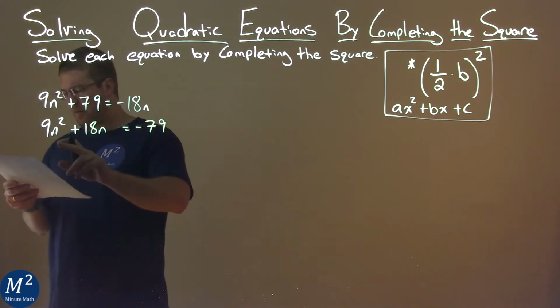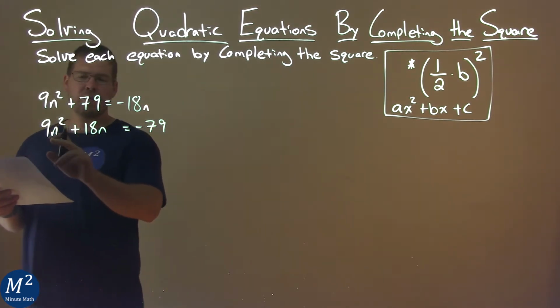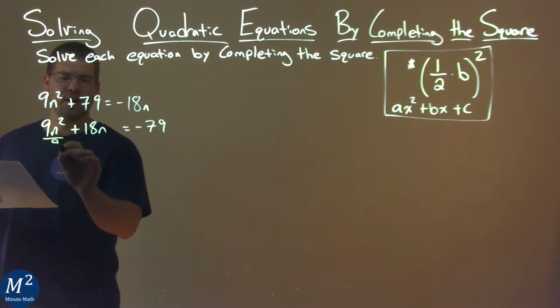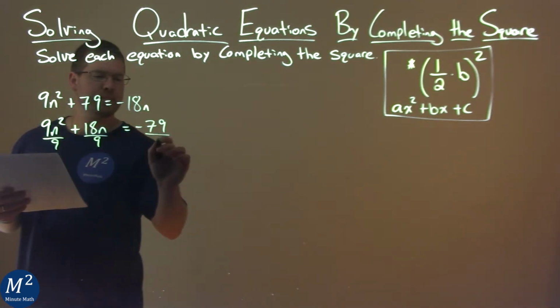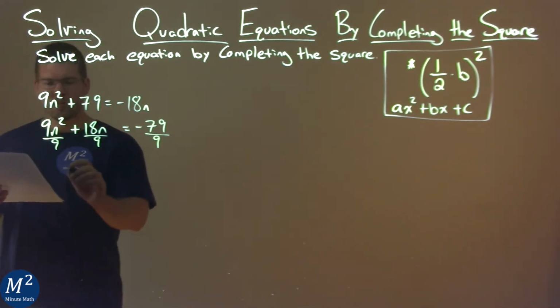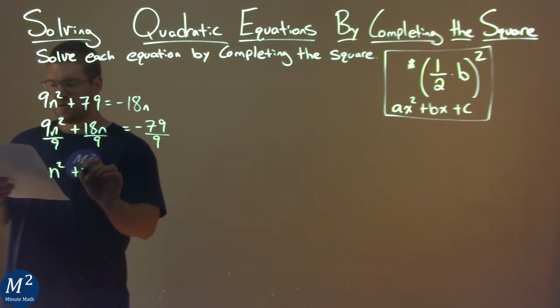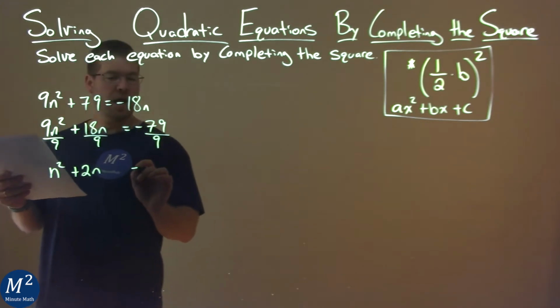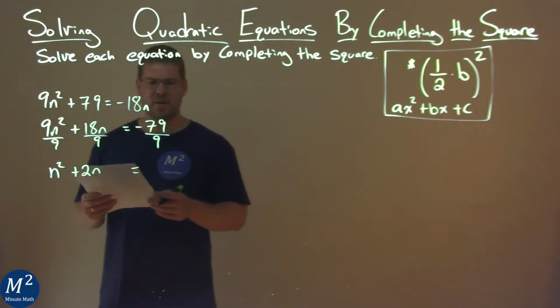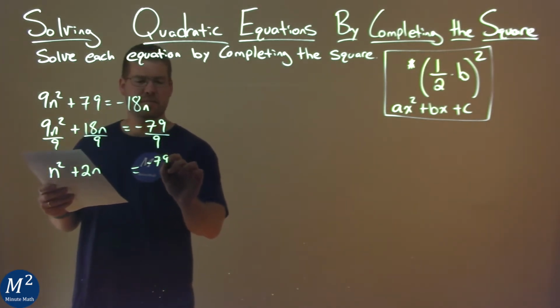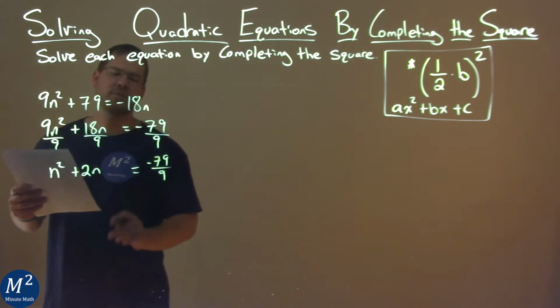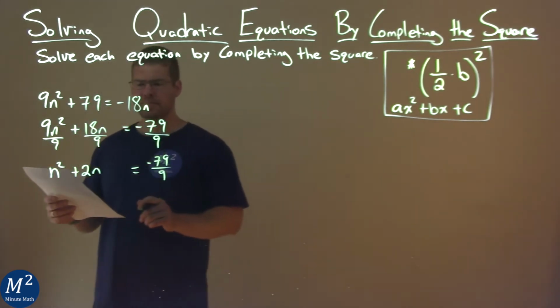Now, when my a value here is greater than 1, I'm going to take that a value of 9 and divide all parts by 9. Well, the first part becomes an n squared. 18n divided by 9 is just a 2n. That's nice. And negative 79 divided by 9, I just keep the same. Notice I left a space right here. We'll see why in a minute.